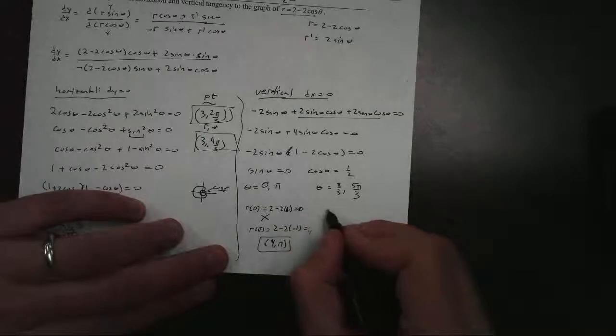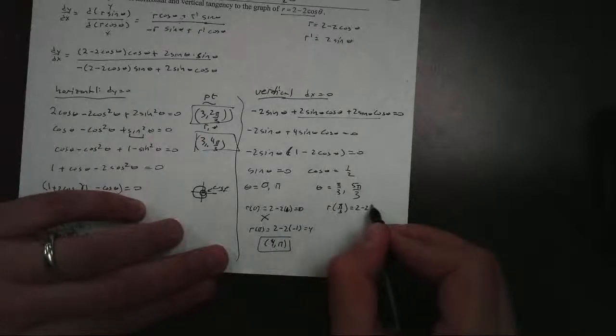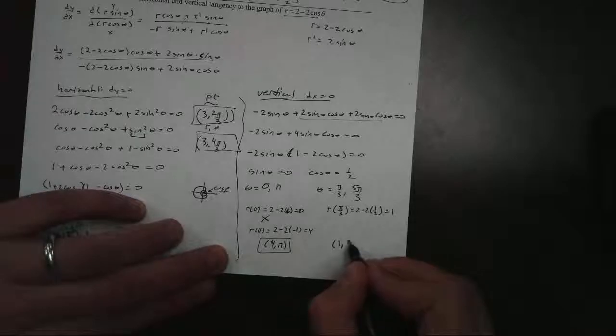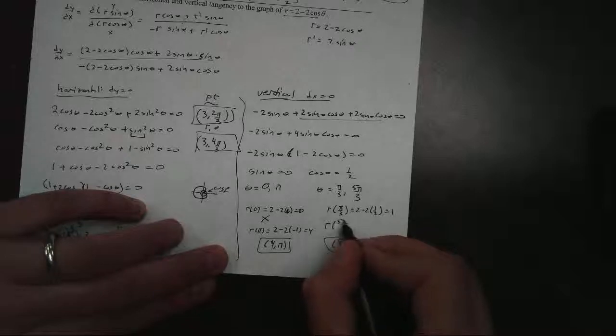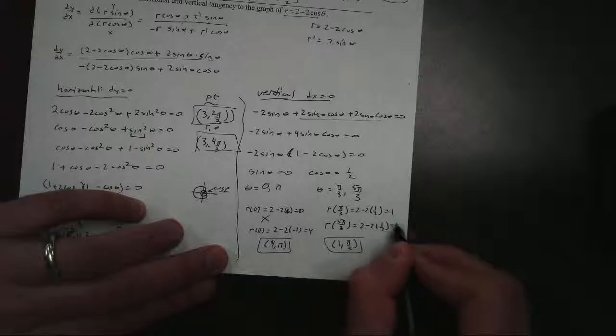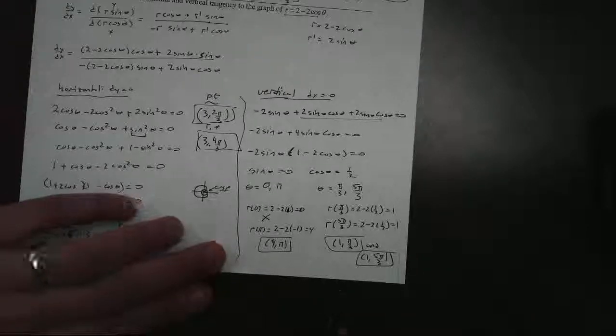And now I get to the other ones. R of pi over 3. I get 2 minus 2, well, the cosine of pi over 3 is 1/2. That gives me 1. So I get 1 at pi over 3. And if I do r of 5 pi over 3, same thing, 2 minus 2 times 1/2, I get 1. I get 1 at 5 pi over 3. And there it is.